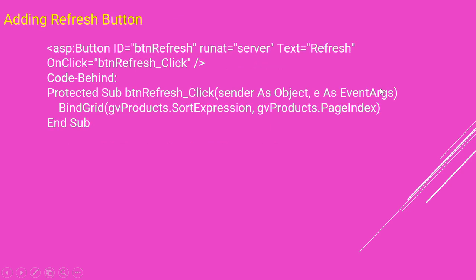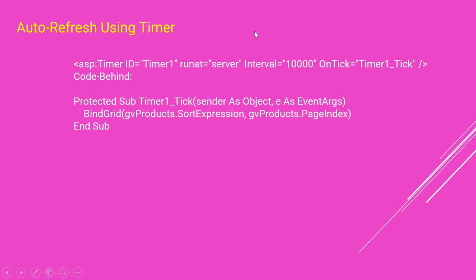You can add a refresh button to manually reload the grid view data using AJAX. It stays within the update panel, so there is no full reload. Add a timer control to refresh the grid view every few seconds. This is useful for dashboards that require real-time updates.